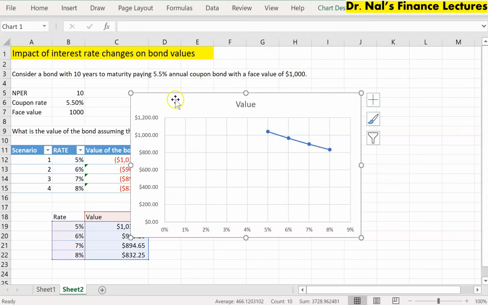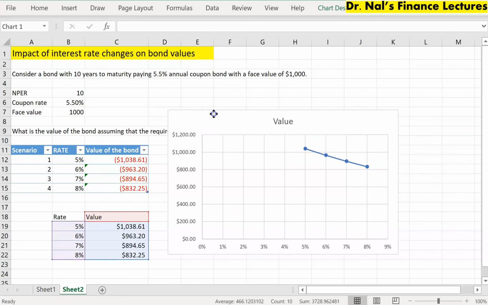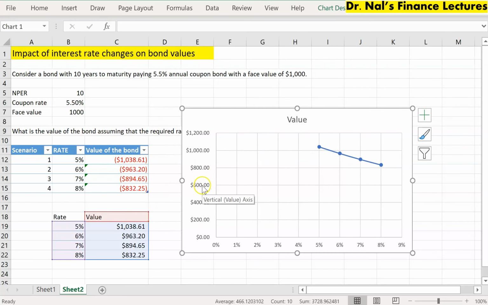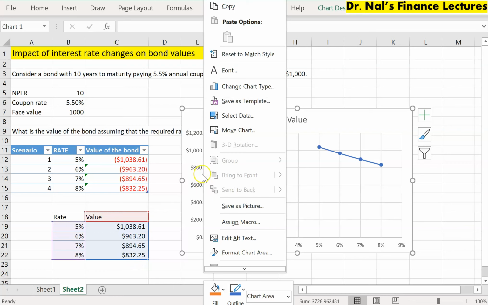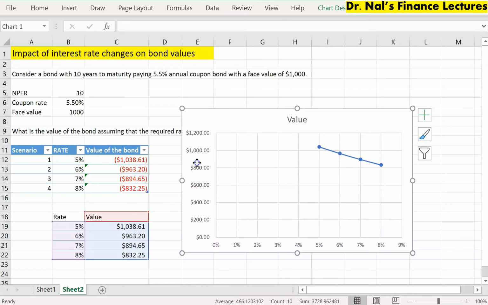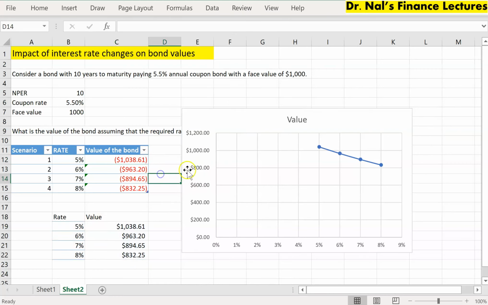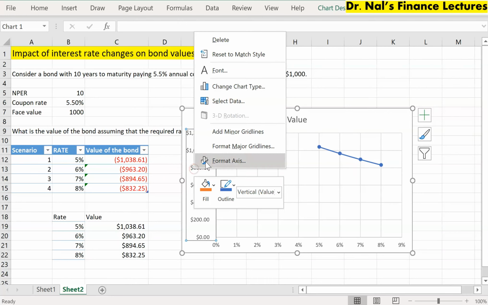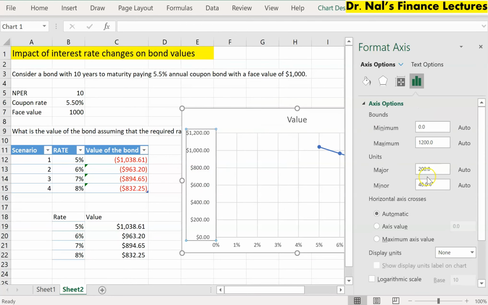So what I need to do now is a little bit of housekeeping. All the dollar amounts are ranging between 832 and 1038, so I can format the axis. Let me go ahead and format that axis first. Click format axis. Because the smallest number is 832, I can start it from 800, I guess. So that will do it.